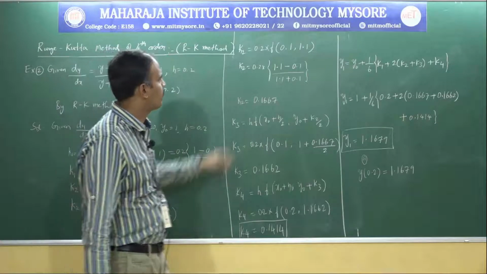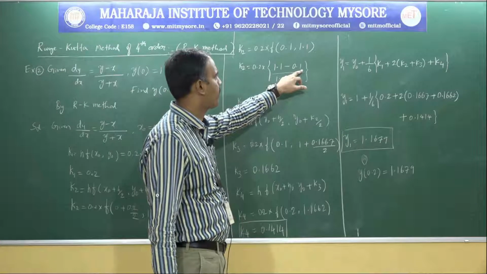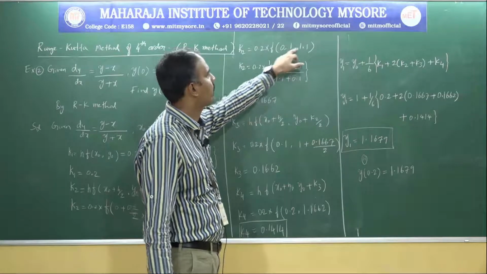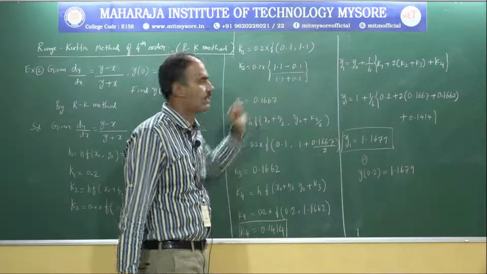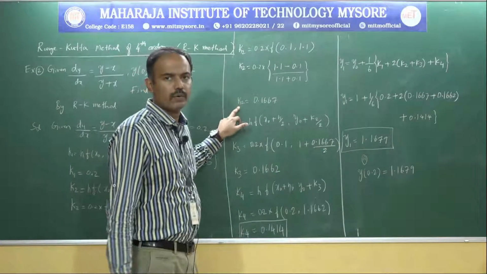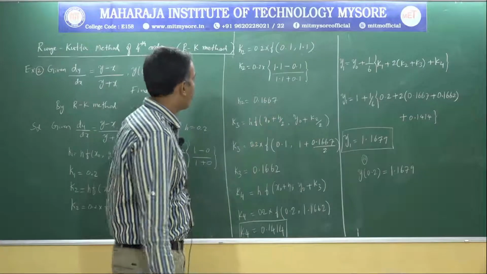Now we can write 0.2 into (1.1 minus 0.1) over (1.1 plus 0.1), because here the x value along with the y value goes into the function. Now using the calculator we can simplify. The k2 is equal to 0.1667.